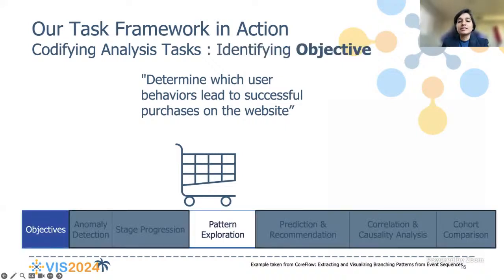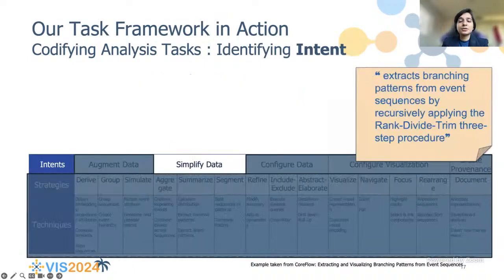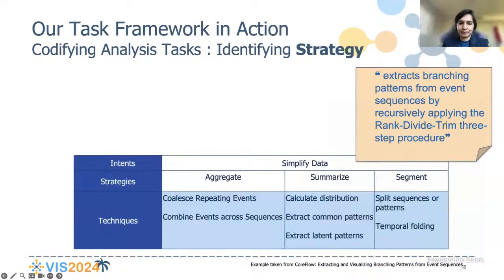The high-level analysis goal here is to identify successful customer journeys. And we can do that by exploring the common patterns. Therefore, the objective here is pattern exploration. Now, an analysis process is made up of multiple steps. Therefore, let's take one step from this analysis as the running example that we have previously seen, where we are converting the sequences into pattern. We reduce the amount of data by converting sequences into pattern. Thus, the intent is data simplification.